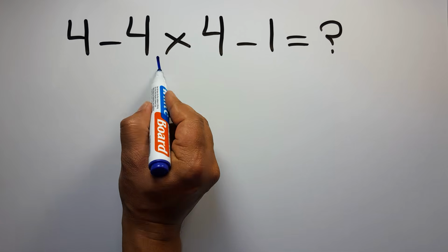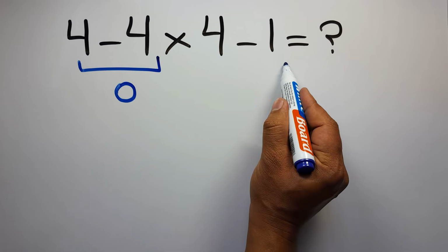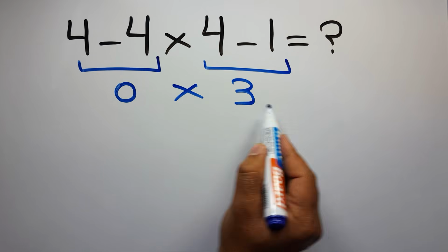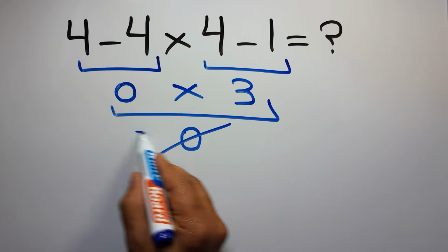4 minus 4 gives us 0. And here we have 4 minus 1, which equals 3. So 4 times 3 equals 0. But this answer is not correct.